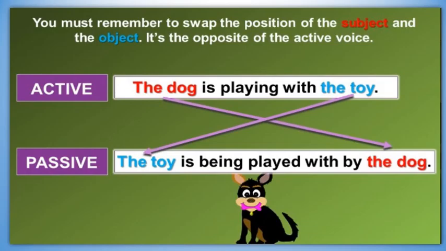Now, you must remember to swap the position of the subject and the object. It's the opposite of the active voice. So, مثل ما شفنا كل الجملة السابقة. The dog is playing with the toy. The toy هي تصير subject مع passive. Okay. والسبجكت بالactive يجي بالpassive يأتي بعد ال by. Okay. The dog is playing with the toy. The toy is being played with by the dog.